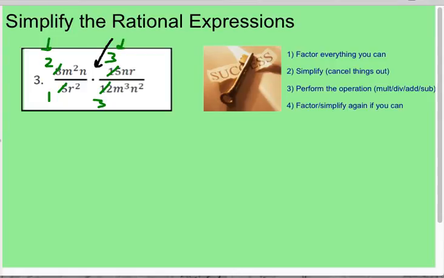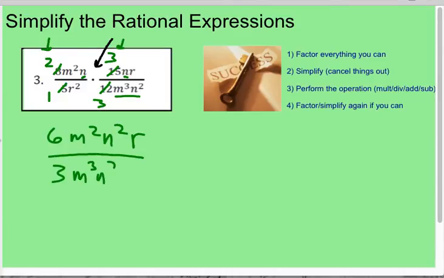2 times 3 is 6. We have an m squared. Now I have an n times an n. Adding exponents, that's n squared, and an r all over. 1 times 3 is 3. M cubed n squared r squared.